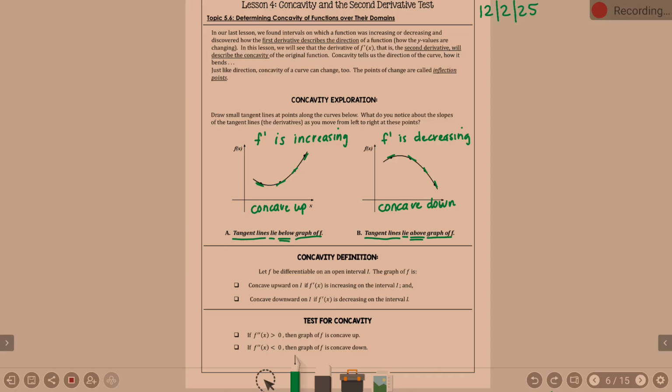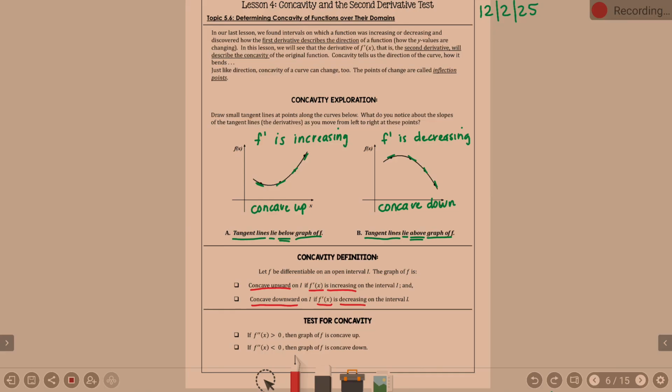So in a concave up scenario, your tangent lines are going to lie below the graph. If you're concave down, your tangent lines are going to lie above the graph. In terms of the concavity definition, it's kind of what we just talked about: let f be differentiable on an open interval. The graph of f is concave up if the derivative is increasing on the interval, and it's going to be concave down if the derivative is decreasing.